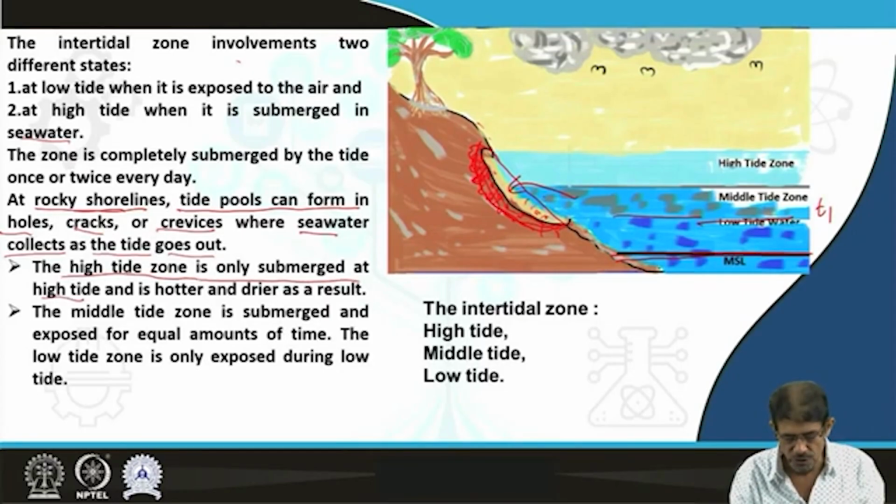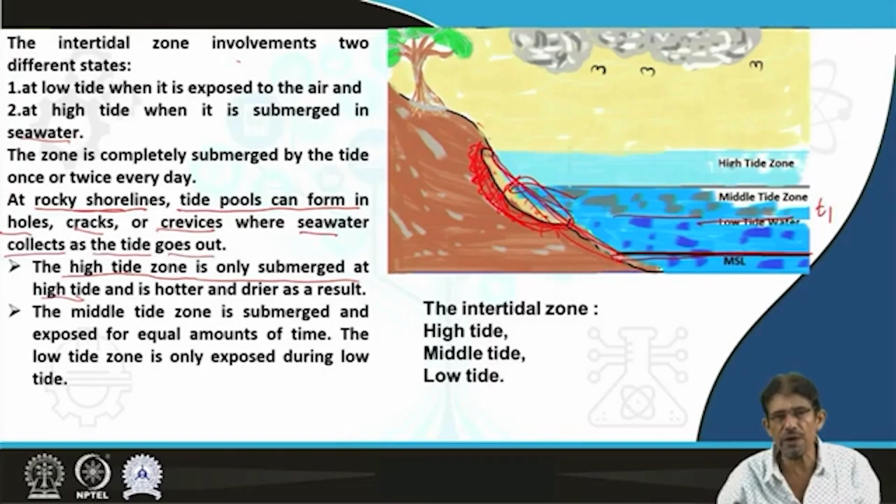This zone is known as the high tide zone when submerged during the high tides, and then the middle tidal zone is lying between the low tidal zone and this zone. Overall, this whole zone is recognized as the intertidal zone.